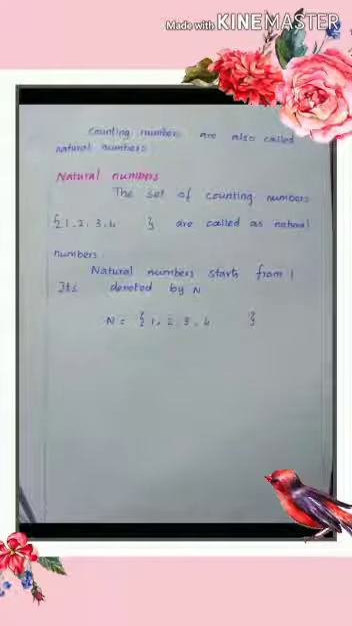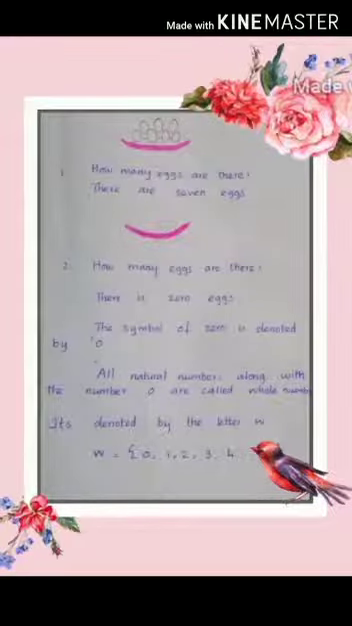Whenever you count, the count starts from 1, 2, 3 and so on. These counting numbers are also called natural numbers. Natural numbers, the set of all counting numbers 1, 2, 3, 4, are called natural numbers. Natural numbers always start from 1 and are denoted by N. N is equal to 1, 2, 3, 4 and so on. The natural number system has infinite numbers.